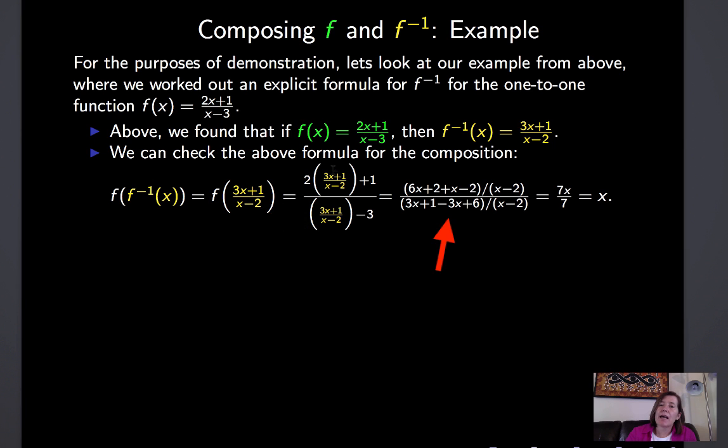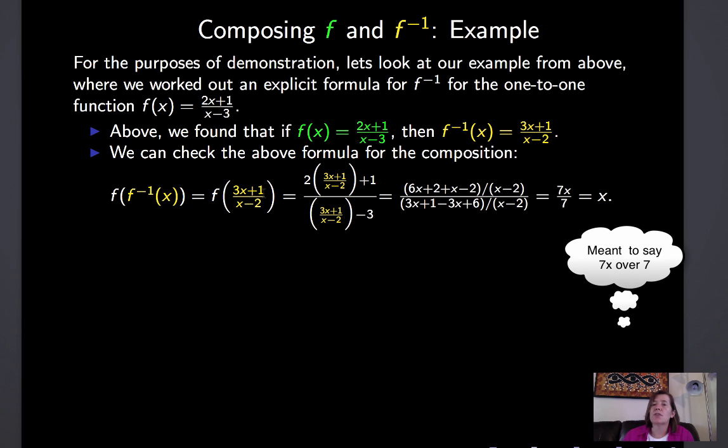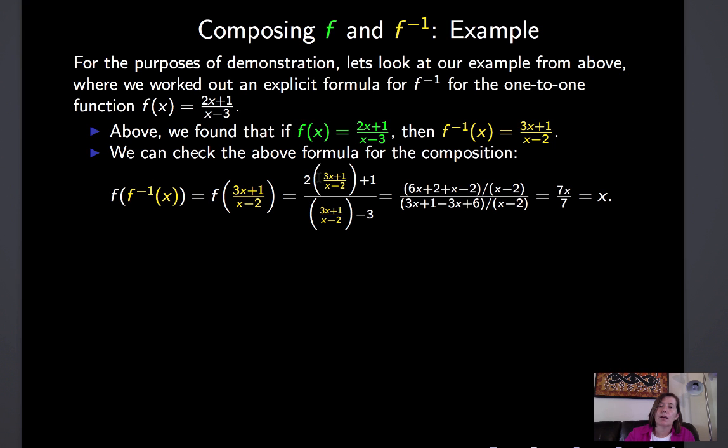When I tidy that up, I get this fraction here. It boils down to 7x over x, and then I can cancel the 7's to get x. And as predicted, same thing happens when I calculate f inverse of f of x.